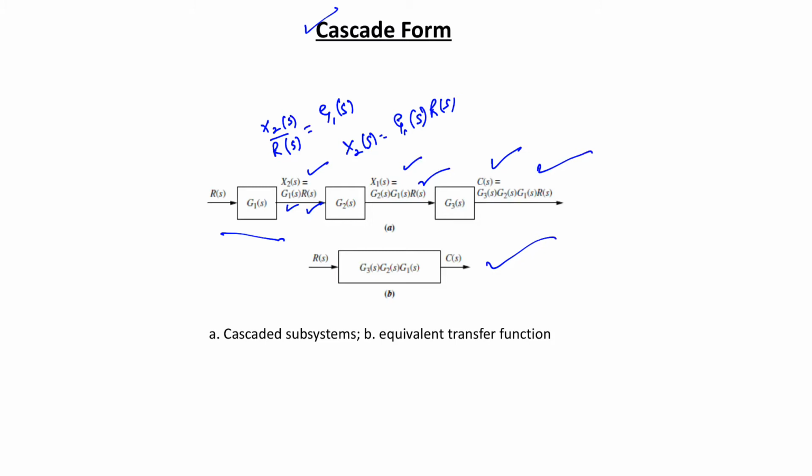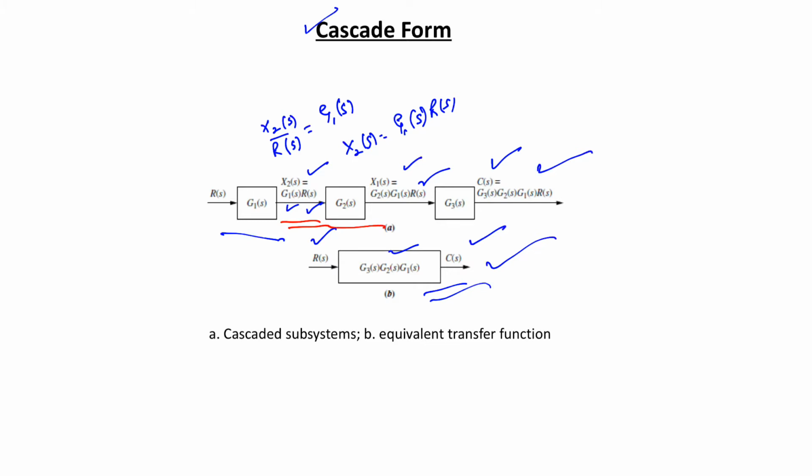In this case you will see that the output Laplace transform divided by the input Laplace transform is equal to the multiplication of all the three transfer functions, that is Laplace transforms. And also one more point: this equation is derived under the assumption that the interconnected subsystems do not load the adjacent subsystem, that is, this system does not load this adjacent subsystem.